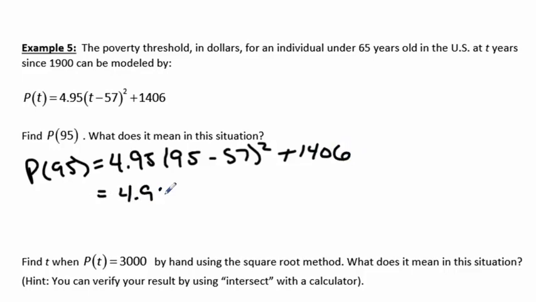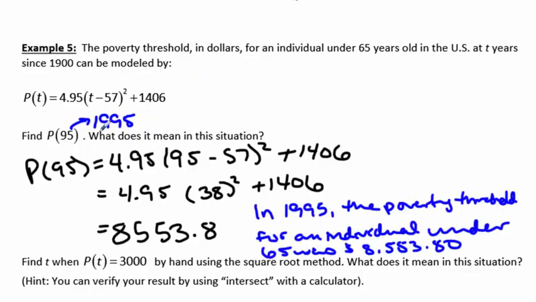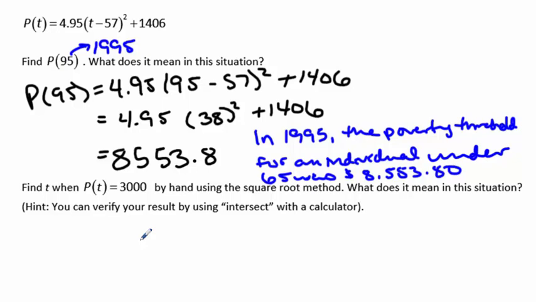So that's 4.95 times 38 squared, if you simplify, plus 1406, and then you can simplify the rest of that to get 8,553.8. So what does this mean? We're talking about years since 1900, so 95 years since 1900 is going to be the year 1995. So in 1995, the poverty threshold for an individual under 65 years old was $8,553.80.